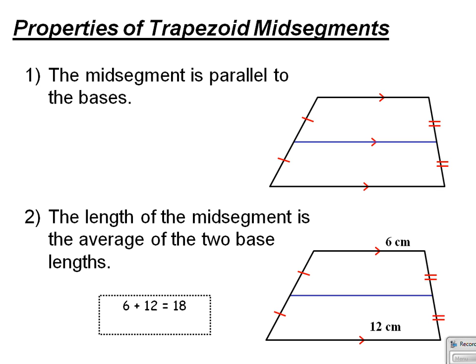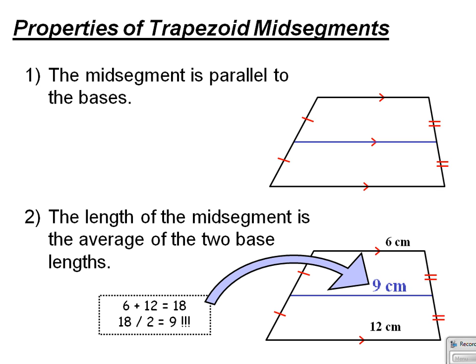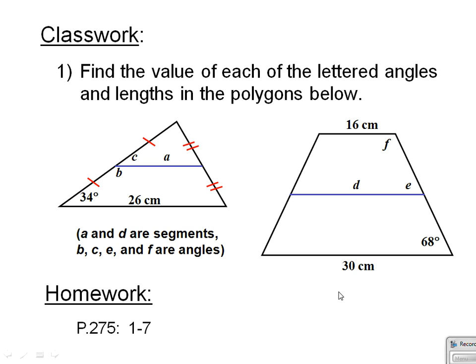And in case you've forgotten how to average two lengths, well, you just add up their sums and then divide by 2. And therefore, the mid-segment's length is 9 centimeters. Thus concludes today's lesson.